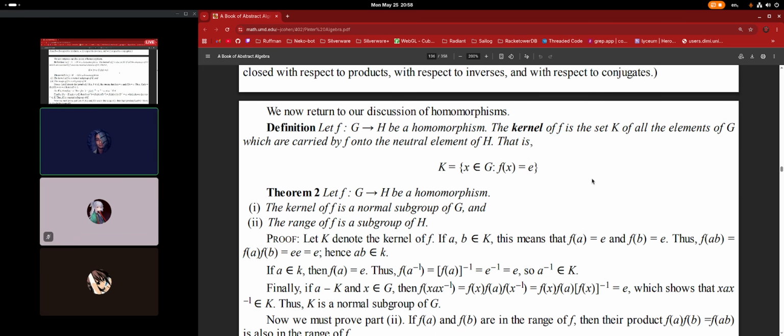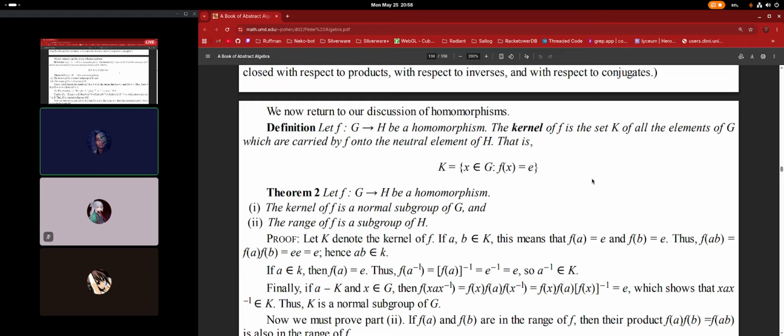Homomorphism. So we have F as a homomorphism. The kernel of F. Okay. What a name. The kernel of F is the set K of all the elements of G which are carried by F onto the neutral element of H. So when you are destroying information, all the elements that culminate into neutral, they form a set which you're going to call the kernel.